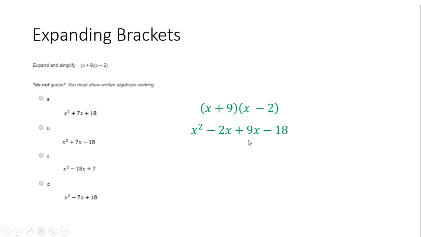Okay, now I can group my like terms, my middle two terms, minus 2x plus 9x. The 9 is bigger than the 2, so that's going to end up being a positive answer. That's positive 7x. So I've still got x squared, same as above. I still have minus 18, same as above. And my middle term groups together to make positive 7x.